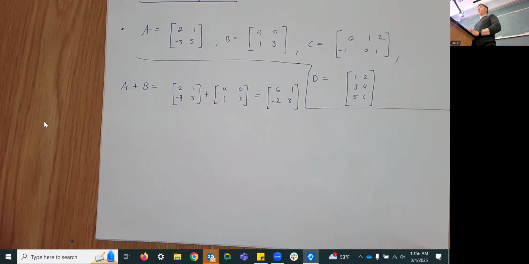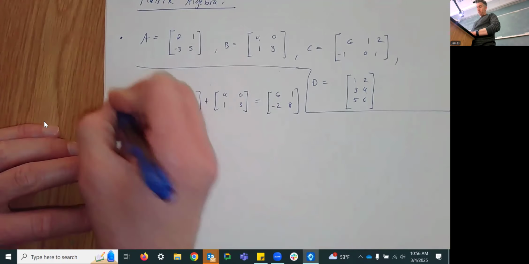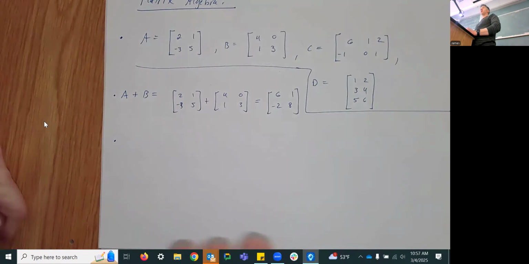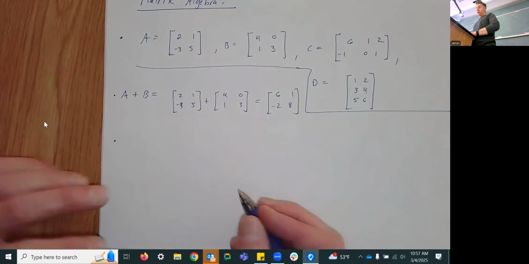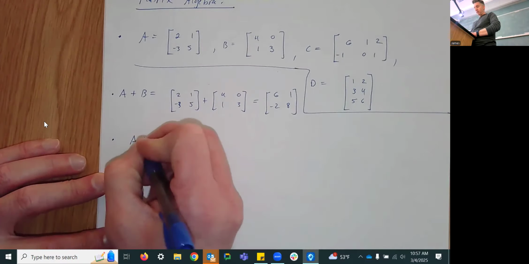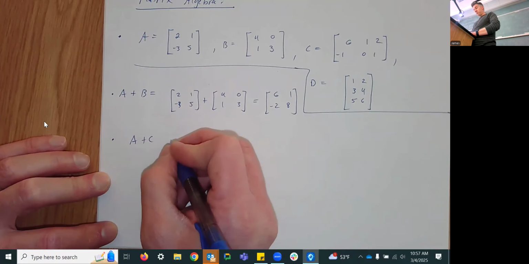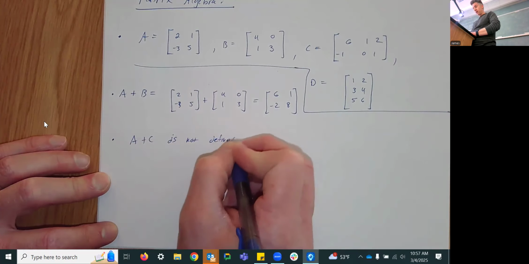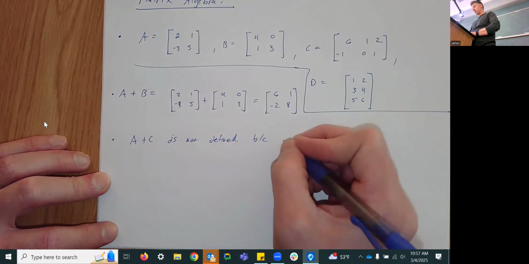Same is true for subtract. Now, I will say one thing that has to be true about matrices, and it also has to be true for vectors: you can't add matrices together that aren't the same size, or subtract them. So if I said, what's A plus C, that isn't defined, because there's a size mismatch.